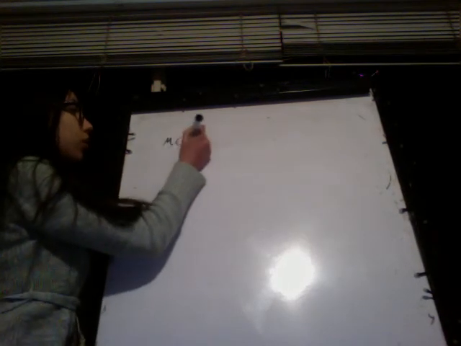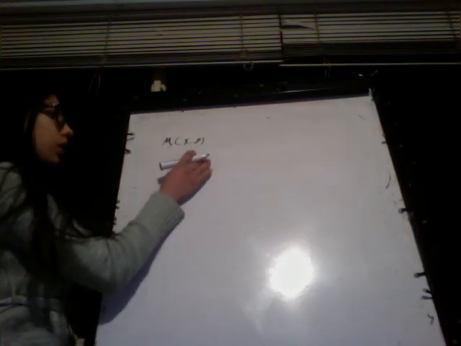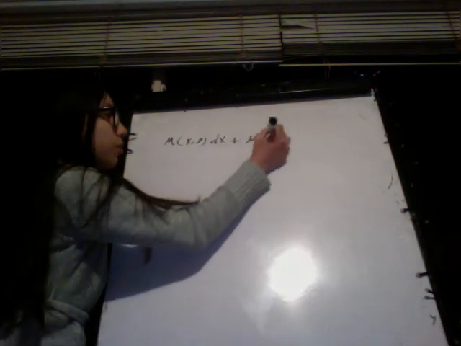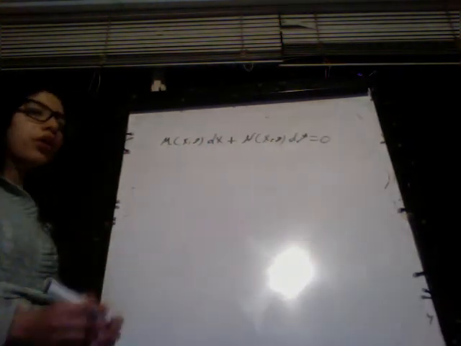We're going to see how to find the integrating factor in a differential equation that is non-exact. So we have the form M(x, y) dx plus N(x, y) dy equals 0. This is a homogeneous equation.